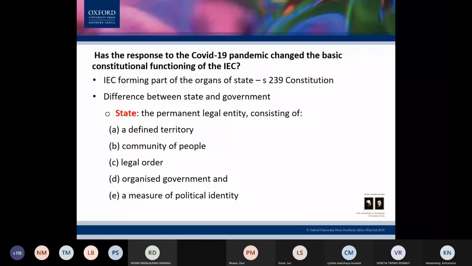So these are the 5 elements of a state. The first one, a specific geographically defined territorial boundary; a community of people living within that territory; a legal order which is accepted by the community and to which that community is subject; an organized system of government which is able to uphold the legal order; and a certain measure of separate political identity, which in terms of international law, one could say is sovereignty. So the IEC forms part of the organs of state.